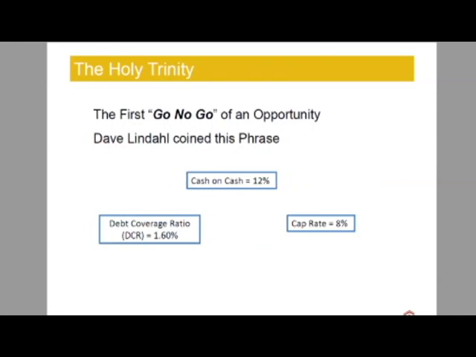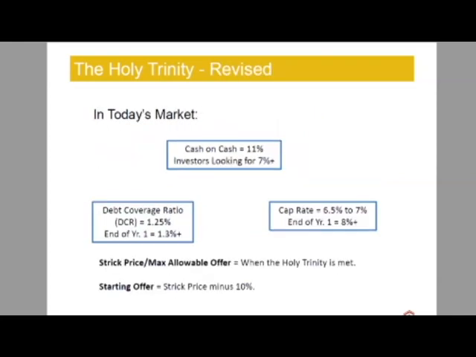Now, again, in today's market and in the past few years, things evolve, right? So we've revised the Holy Trinity to meet market conditions. Cash on cash is 11%. We've raised that up a little. Why? Because we're doing a lot more bringing in private money and syndications, and so your investors are looking at taking some of that return. You can't have a cash on cash return of 5% and pay your investors 7%. There's nothing left for you as the owner of this opportunity, right? So you've got to get that cash on cash as high as you can.